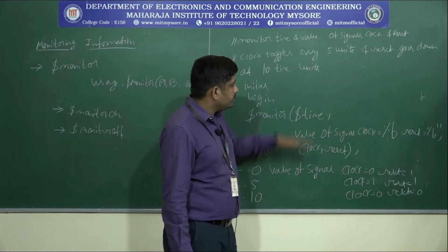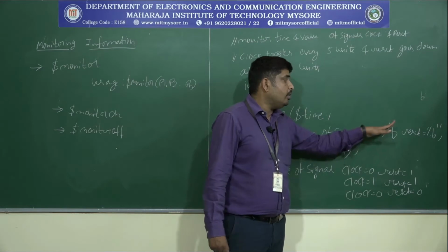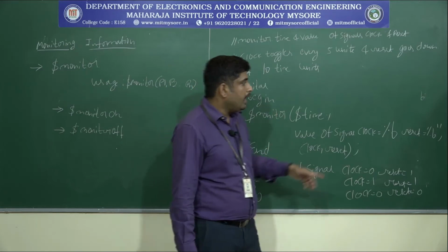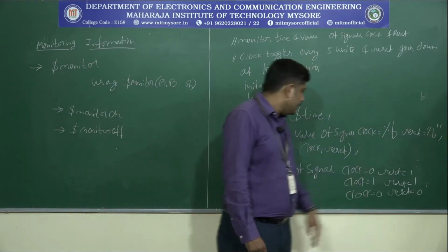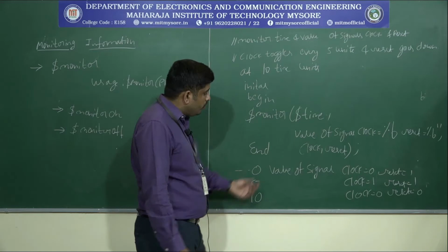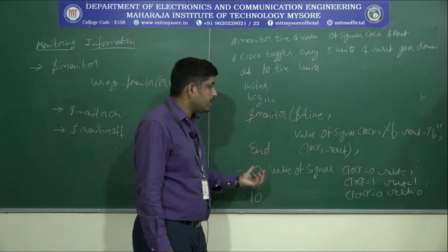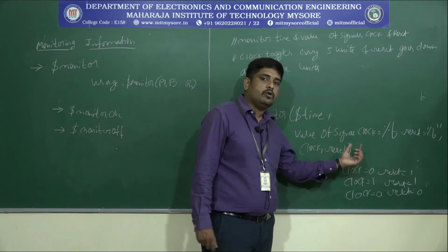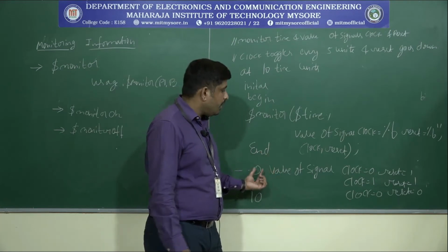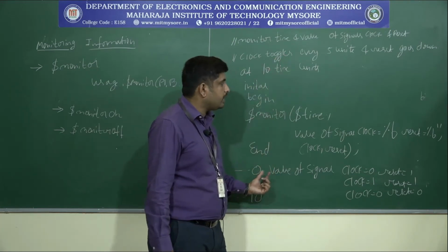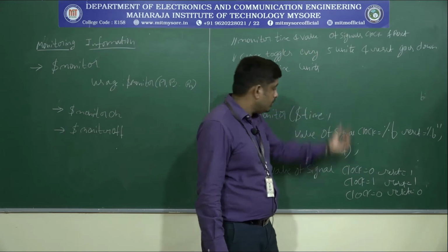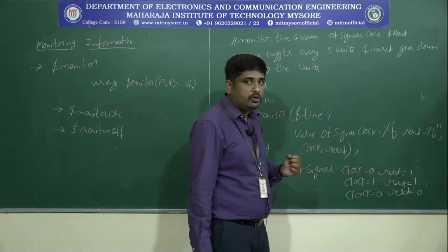Once you mention the time, the value of clock is in binary. He clearly mentioned that clock should be binary, and reset should be binary as well. So the display contents are clock and reset. When it is 0 nanoseconds, what happens? The value of the signals is clock equal to 0 and reset equal to 1. We have to assume this when it is 0. After 5 nanoseconds, what happens? The clock toggles every 5 units, so earlier the clock is 0, and here the clock is 1.